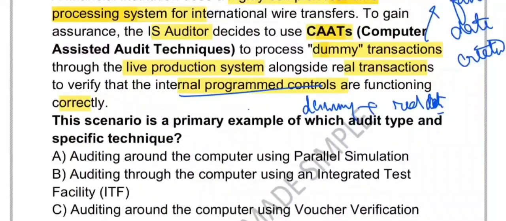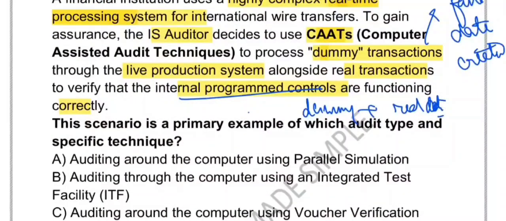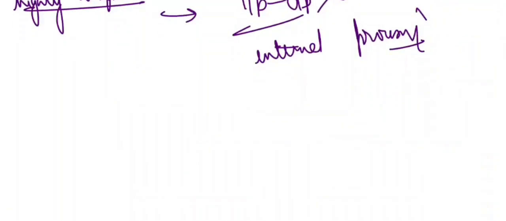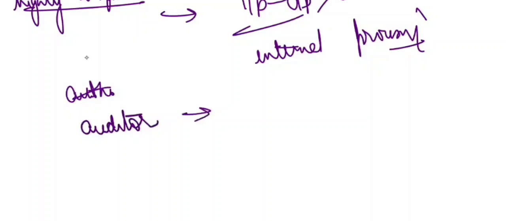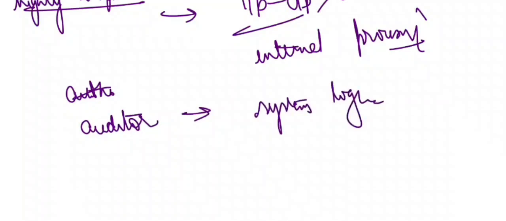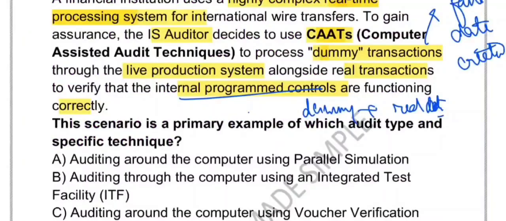So based on all these clues, one thing is certain: the auditor is not going around the computer, the auditor is going through the system logic, isn't it? All these things hint at what? All these inputs that they have provided clearly hint that the auditor is going through the system logic, isn't it? So if you look at the correct answer, that is more suitable here.